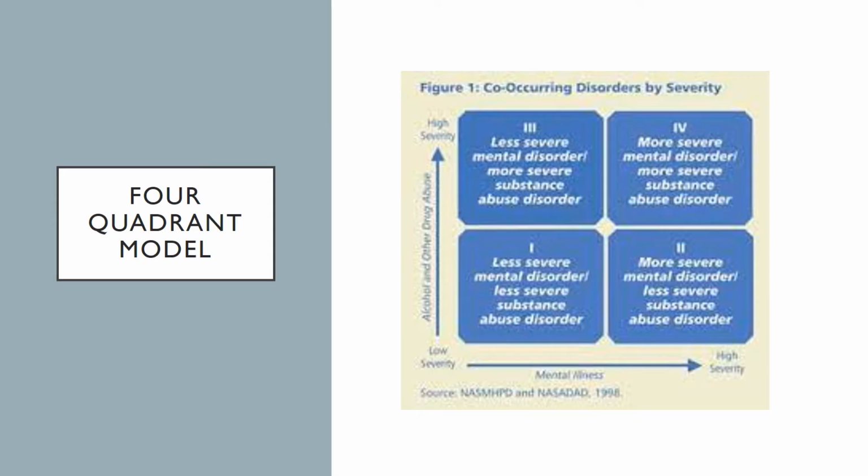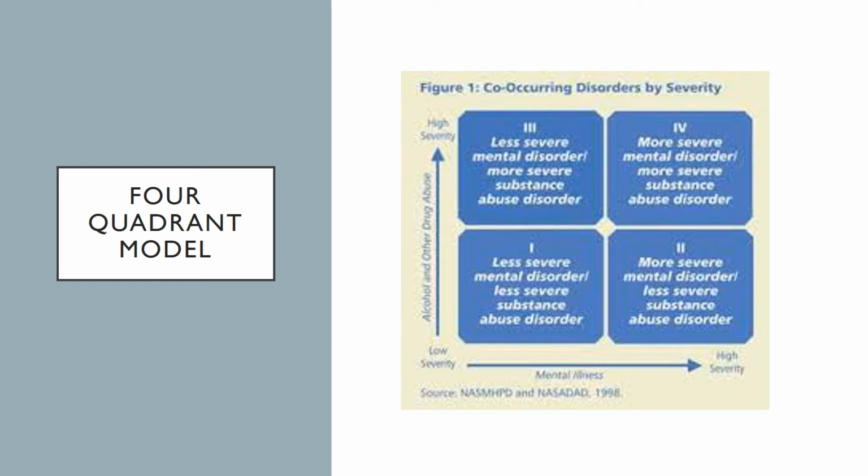Another way to conceptualize this is using a 4-quadrant model. What this does is acknowledge that for individuals with a co-occurring disorder, the severity of either the mental disorder or the substance use disorder or both may be at different levels.